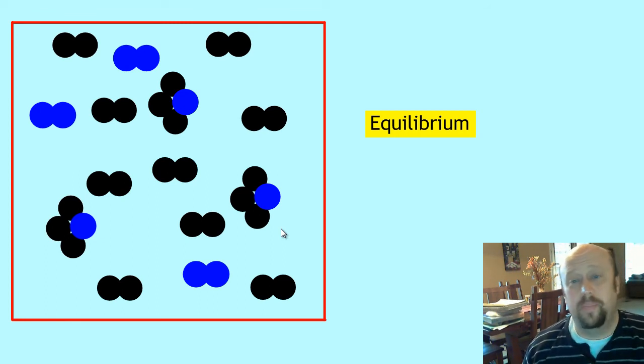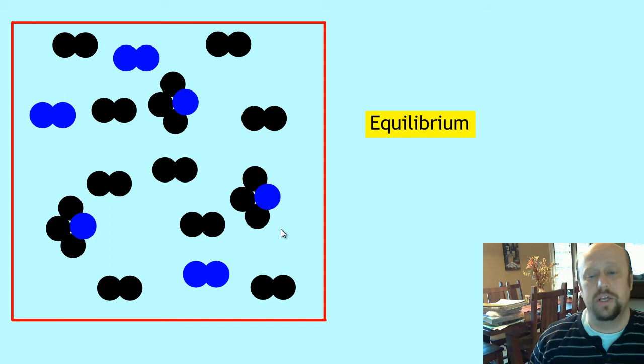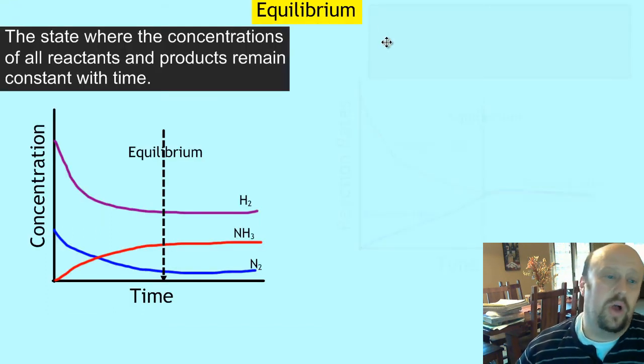And so a big part of equilibrium chemistry then is how do we manipulate the conditions? What stresses can we put on the system to force it to go in the direction that we want it to go? Okay, so that leads us to then what is the definition of equilibrium.